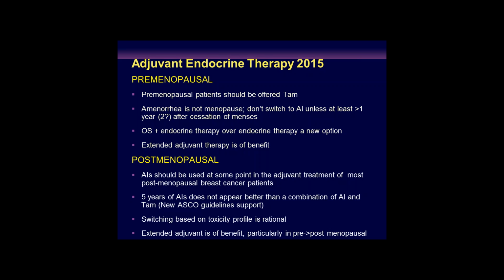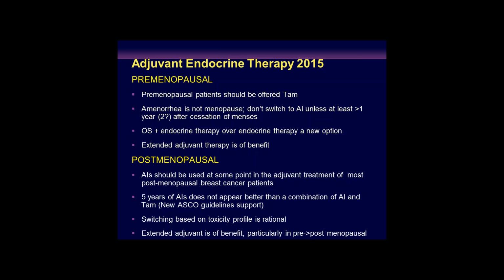And we also know that extended adjuvant therapy is of benefit for many women. That means 10 years of tamoxifen or 5 years of tamoxifen followed by 5 years of an aromatase inhibitor in women who become menopausal during their therapy. For postmenopausal women, an aromatase inhibitor should be used at some point in the adjuvant treatment, either alone for 5 years or in a sequential strategy using tamoxifen for a couple of years, either before or after the AI.